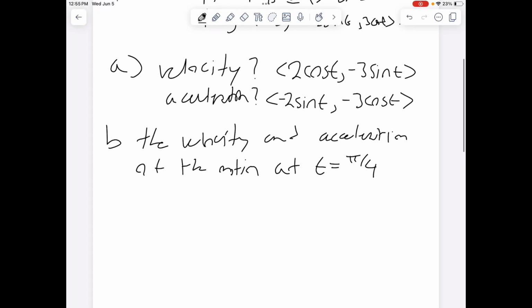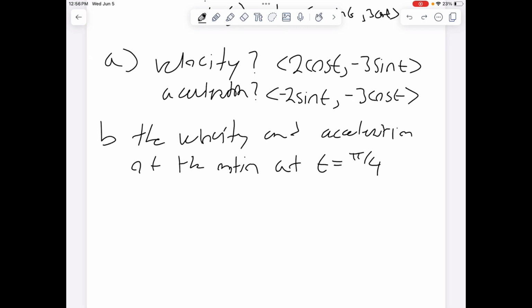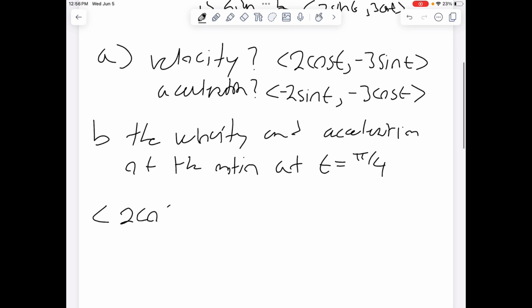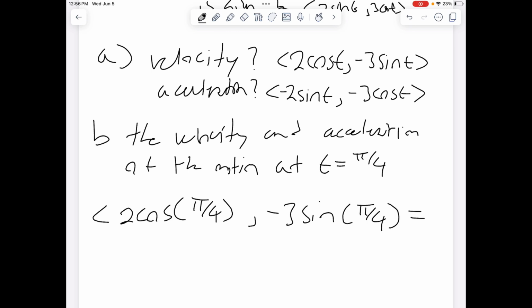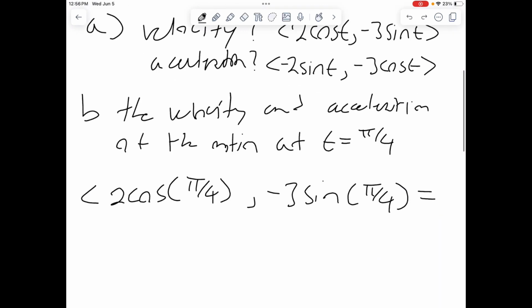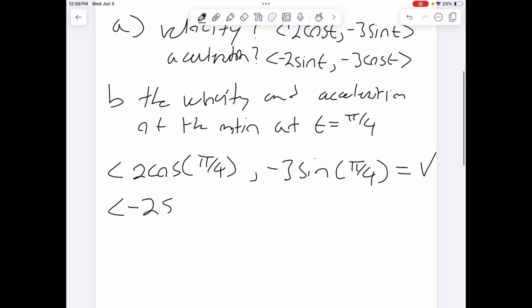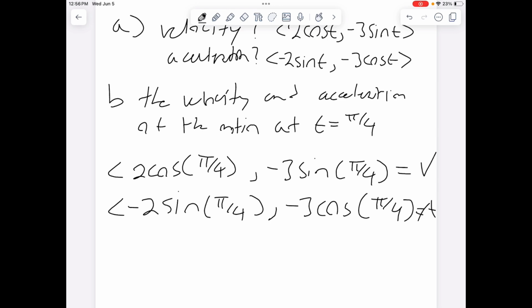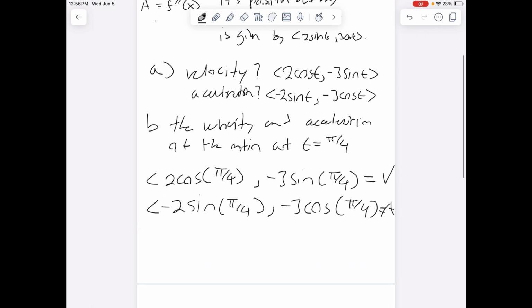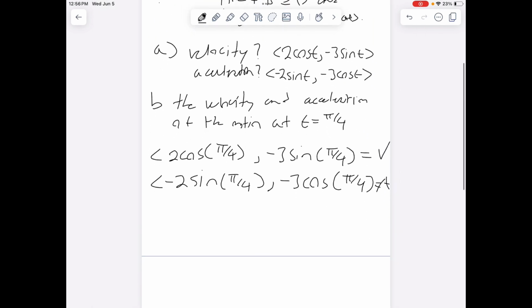All we need to do is plug in pi over 4 into both these equations. For the velocity, we would just do 2 cosine of pi over 4 and negative 3 sine of pi over 4. Whatever that equals is the velocity, v. And then for the acceleration, same principle. We just plug in pi over 4 to find the motion. So we have negative 2 sine of pi over 4 and negative 3 cosine of pi over 4. Whatever you get when you solve this will be the answer. So that's it for the lesson on vectors.